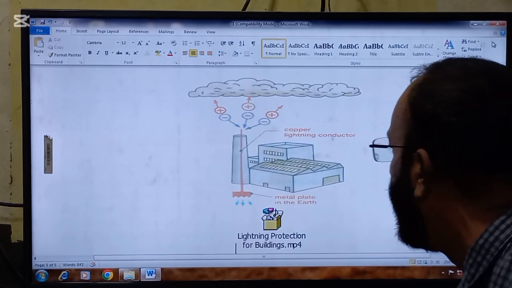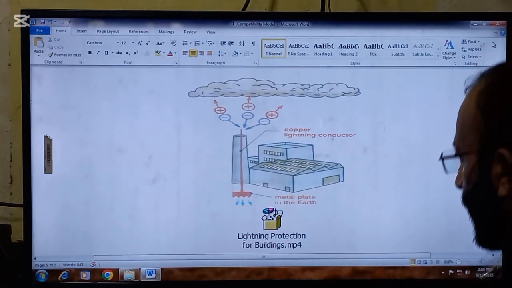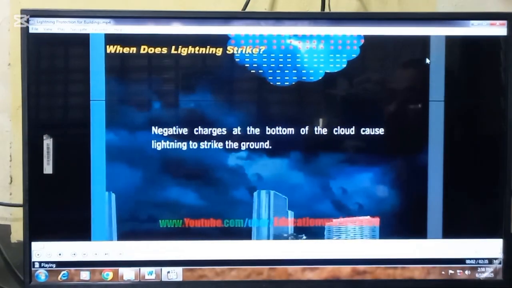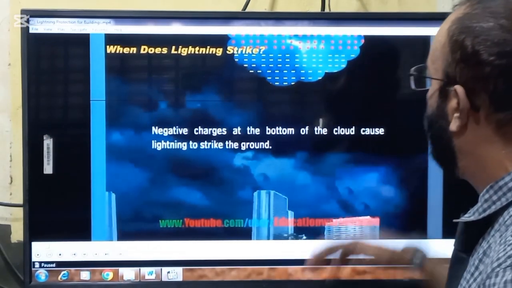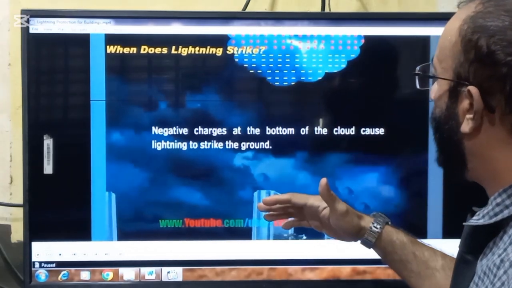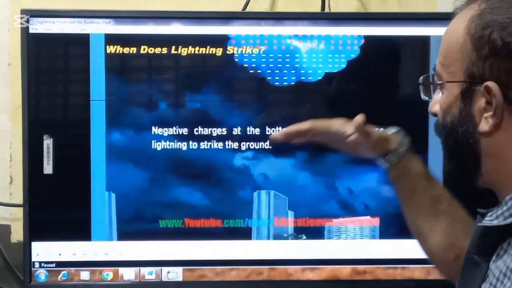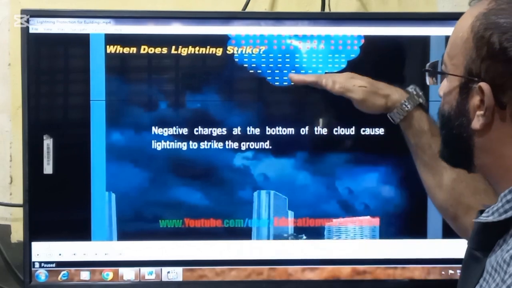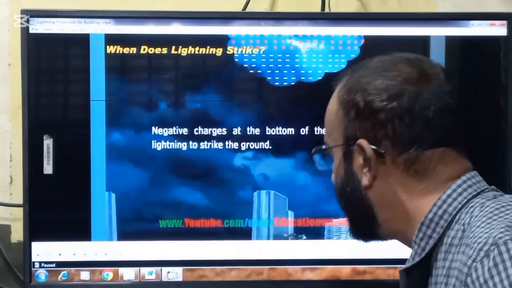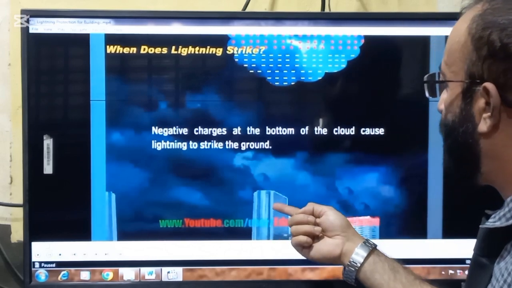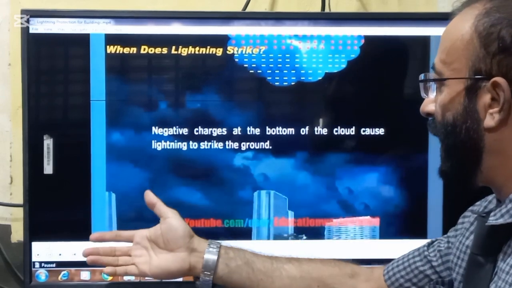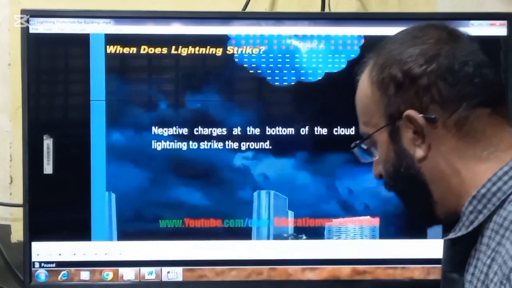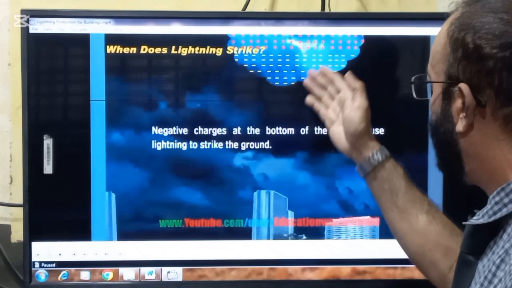So look now, here is the process. And here is the video that will make it more clear to you. Negative charges at the bottom of the cloud. So when a cloud passes over a tall building or over a tall tree, the negative charges accumulate on the bottom of the cloud, which attracts the positive charges on the object placed on the earth. So because of this, a path is created.